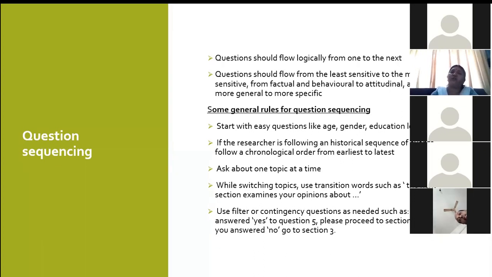And use filter or contingency questions as needed, such as "if you have answered yes to question number 5, then please proceed to section 2. If you answered no, go to section 3." Such kind of instructions may be useful in a questionnaire.